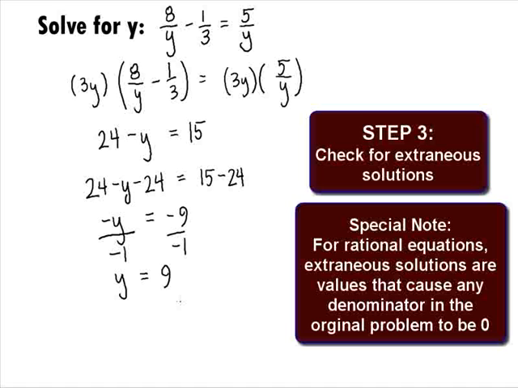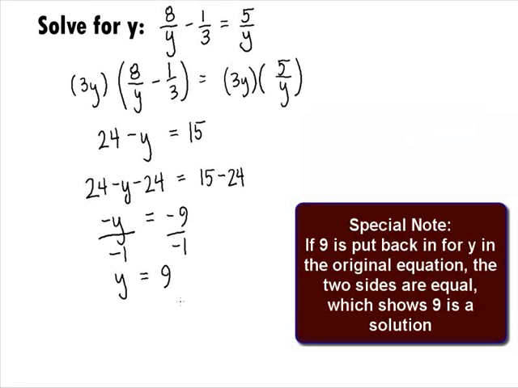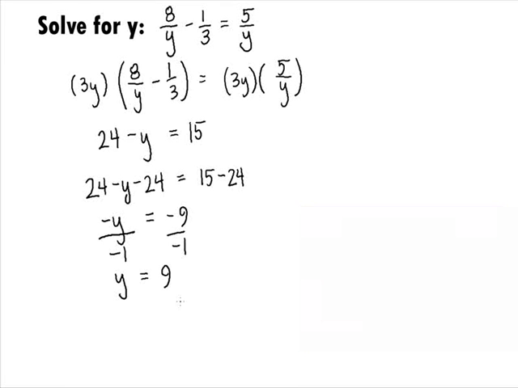Note that 9 does not cause any denominators to be 0, so it is not an extraneous solution. Also note that if we put 9 back in for y in the original problem, the two sides will be equal, which shows that 9 is the solution to our problem. So y equals 9 is our final answer.